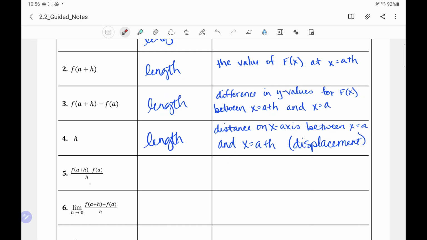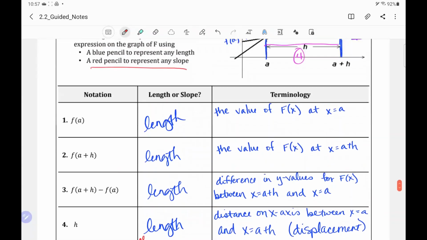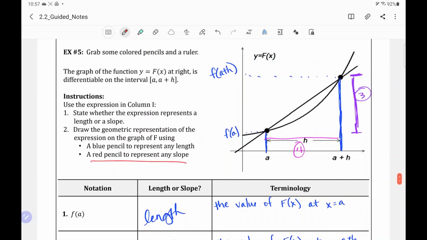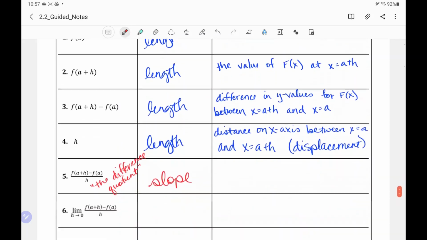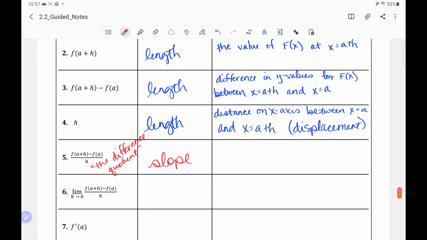This one we said the other day, we've got to learn to call this, I almost wrote it wrong, the difference quotient, right? And what does the difference quotient represent? The slope of the secant line. So this has to be a slope because we know that formula. That's the difference quotient. So coming up here, f of a plus h minus f of a over h. That's this right here. This is number 5. And how could we write it in terminology? Here we go.